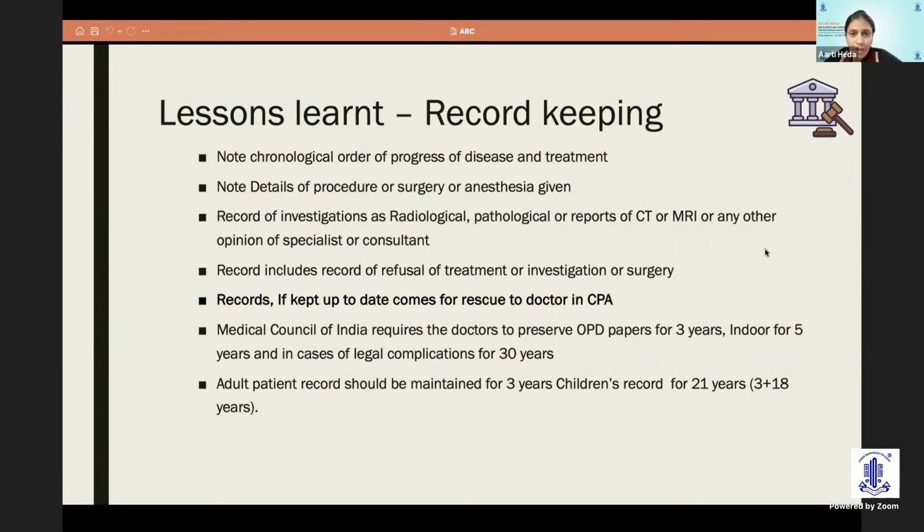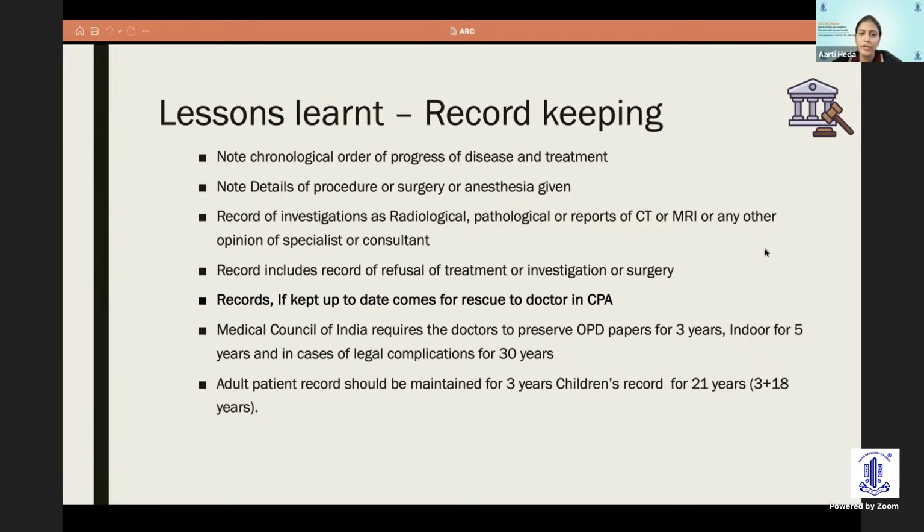So when it comes to record keeping, what do we learn from these cases? Note the chronological order of progress of the disease and the treatment given. Note details of procedures, surgery, or anesthesia given. Records of investigations such as radiological, pathological, or reports of CT and MRI, and any other consultations should be noted in the records. Records include records of refusal of treatment, investigation, or surgery. So records, if kept up to date, come to the rescue of the doctor in the CPA Act.